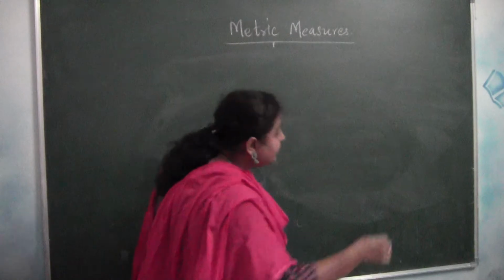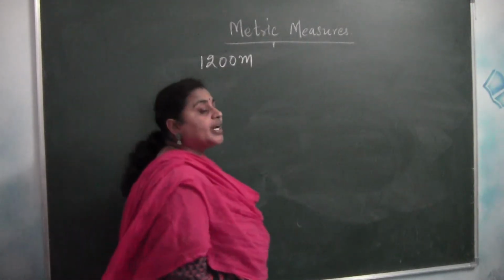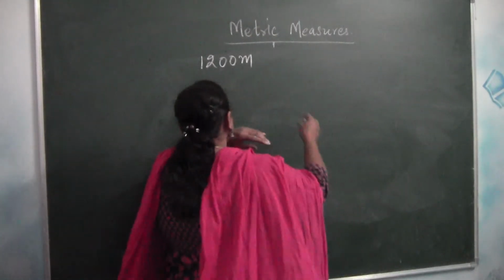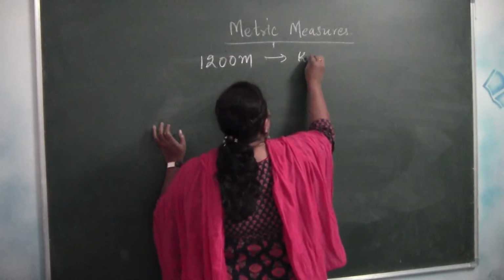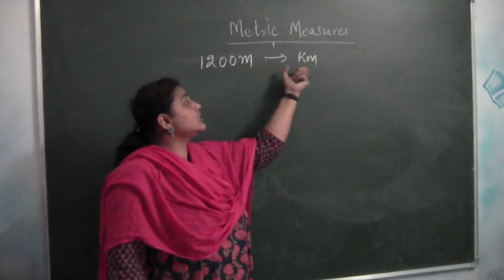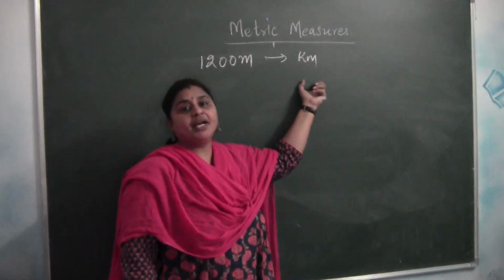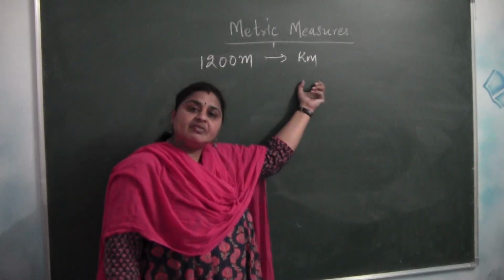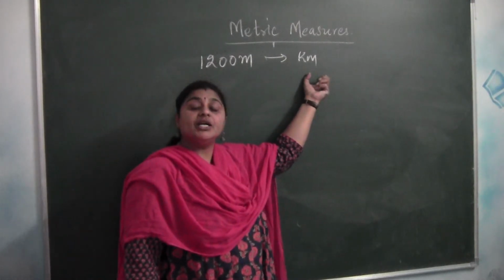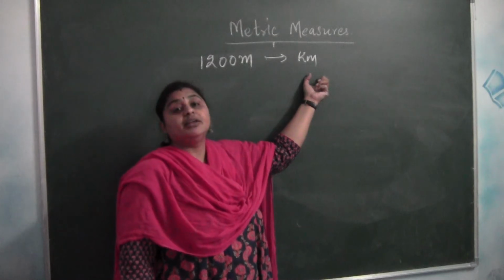Now let us take 1200 meters. We have 1200 meters to be converted into kilometers. What is the first thing we should understand? Meters to kilometers means smaller unit to bigger unit. When we are converting a smaller unit to a bigger unit, what are we going to do? We are going to divide.